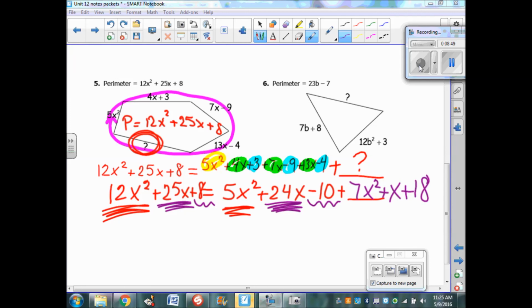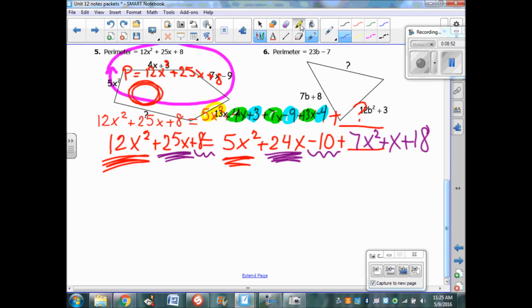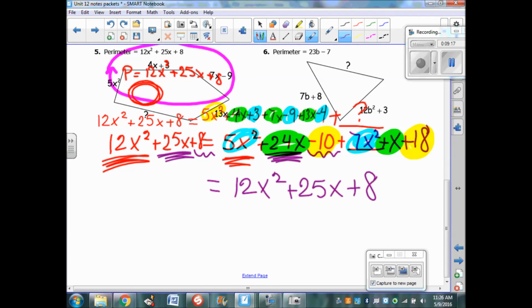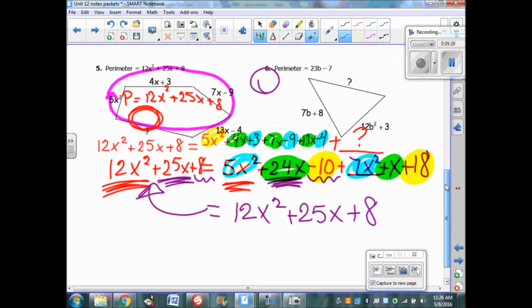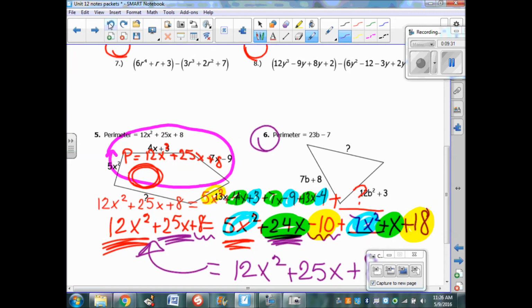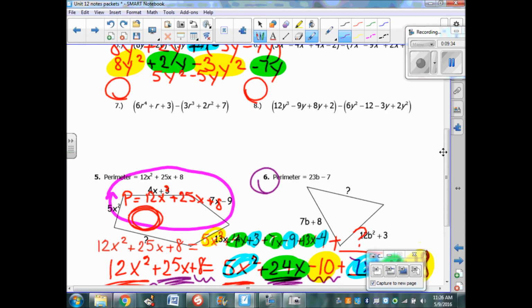So let's double check our work. Let's combine our like terms. This and this are like terms. X's, constants. Let's see if it equals what we need. That's 12x squared plus 25x plus 8. Does that match exactly? Yes, it does. You guys are going to do number 6 by the time you come to class. So you have 3 problems to do to come to class with. Number 6, this one, number 7, this one, number 8. See you in class.